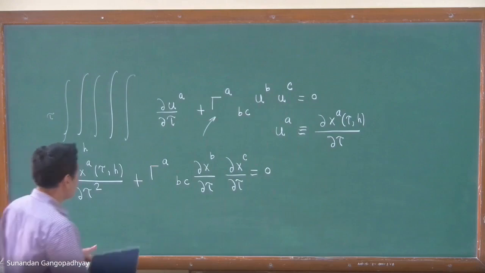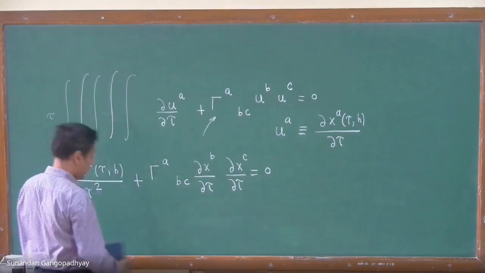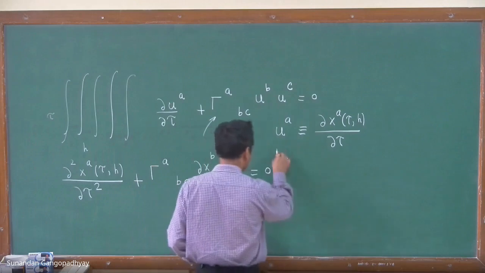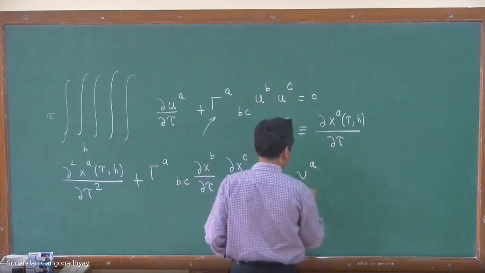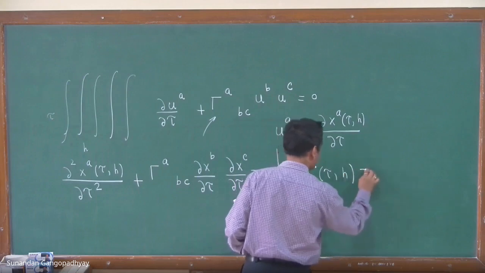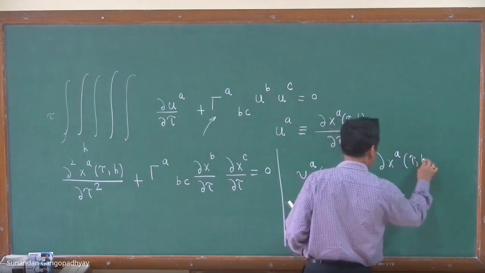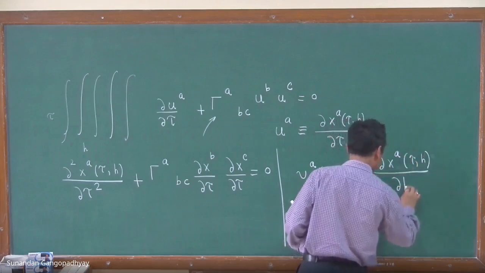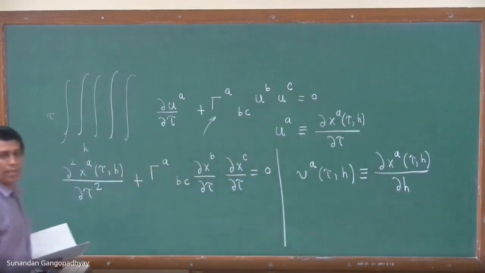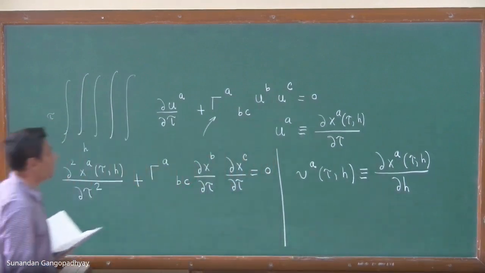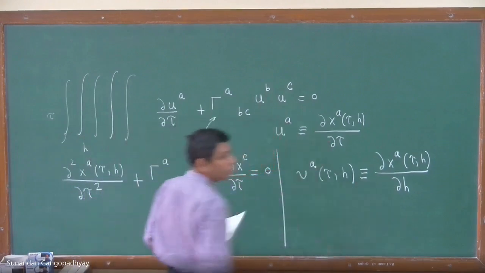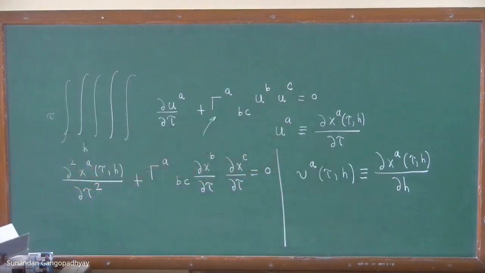We now define a second vector associated with these geodesics. This is V^A. This is the second vector that we define. So we already have a tangent vector U^A. Now we define a new vector, which is the partial derivative with respect to h of X^A(tau, h). And what does it do? It tells us basically this.